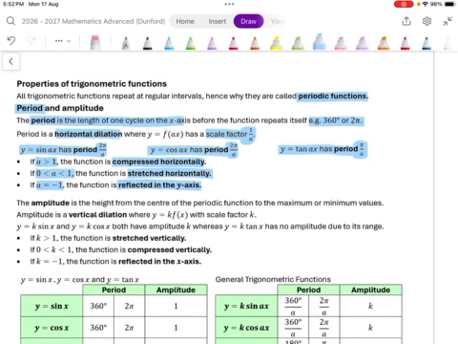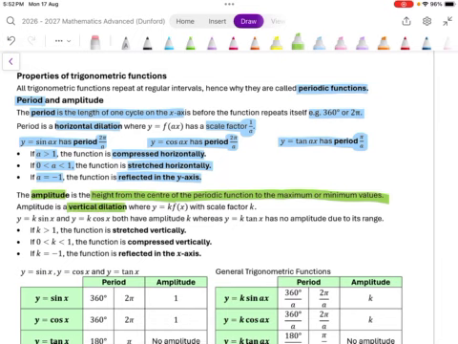So when we're looking at our amplitude, it is the height from the center of the periodic function to the maximum or minimum values. Amplitude is a vertical dilation where y equals k f of x with a scale factor of k. So for y equals k sine of x, y equals k cos of x, they have both got amplitude k, whereas y equals k tan of x has no amplitude due to its range, because its range is negative infinity to infinity. So multiplying our function by any value of k is not going to affect it.